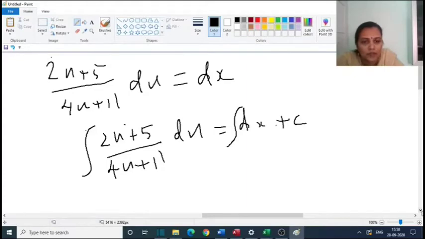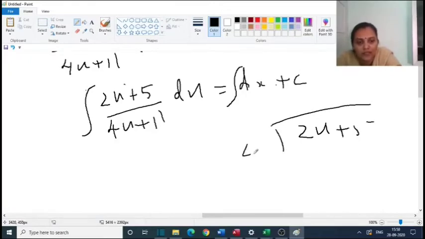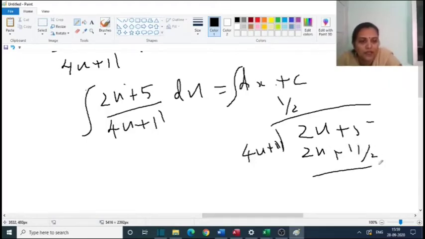To integrate this, we have 2u plus 5 and 4u plus 11, both of the same degree. So we can divide 2u plus 5 by 4u plus 11. The equation becomes, this is 1 by 2. 1 by 2 into 4u is 2u. 1 by 2 into 11 is 11 by 2. So 5 minus 11 by 2 is 1 by 2.